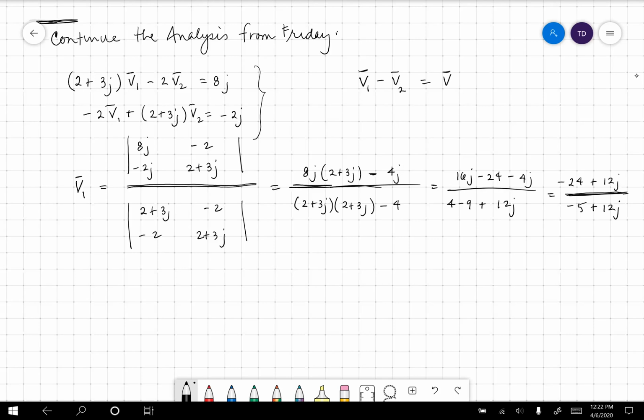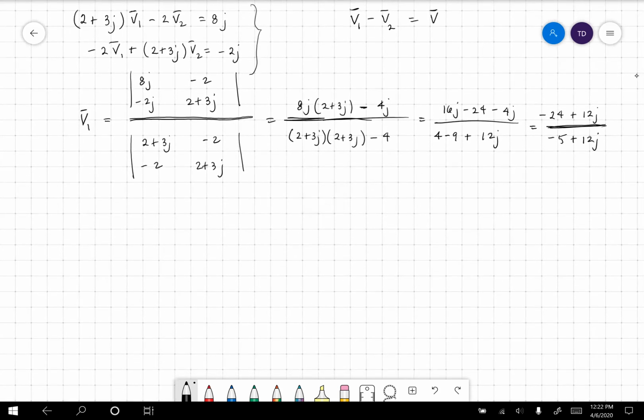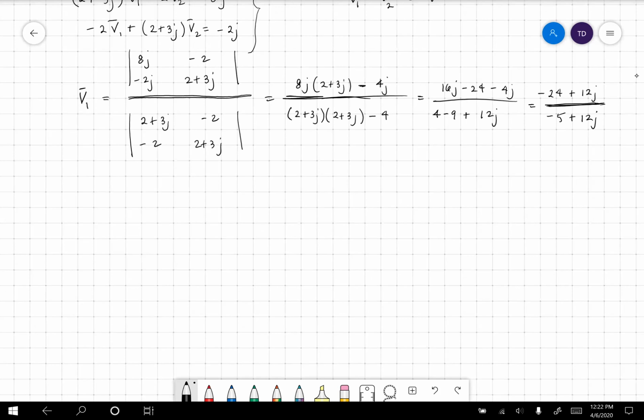So hopefully I've done all of that correctly. I'm not sure that I have. But assuming that I've done that correctly, I know that my denominator, just double check, 4 minus 9, plus 12j. Okay, so it looks good. So I know for V2, this is the beauty of this.